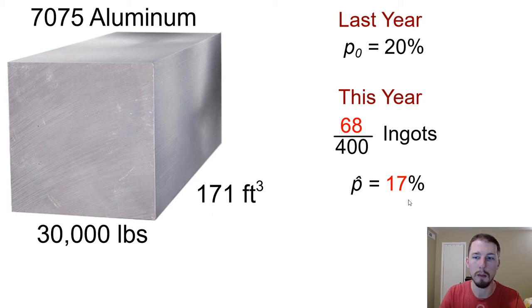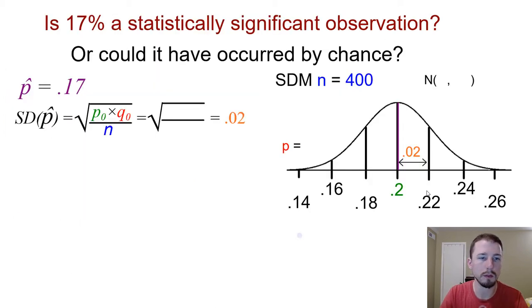So if the probability is still 20% this year, just like it was last year, then what's the probability that so far we would have observed 17%? Would that be unusual enough for us to reject a null hypothesis, which we'll be doing today, in favor of an alternative hypothesis, which would be saying that the true proportion has decreased? All right, so the question we have to ask ourselves is, is 17% a statistically significant observation? Or in other words, is it unlikely to have occurred by chance?